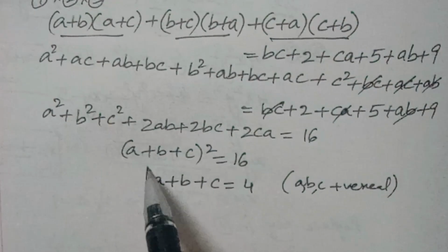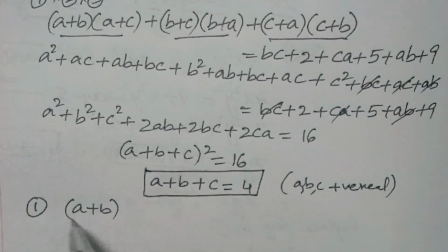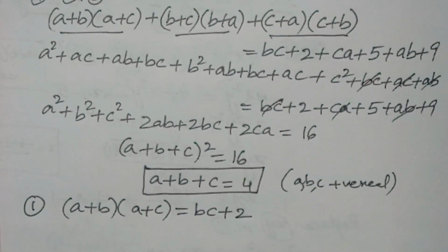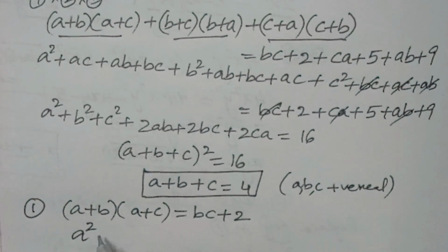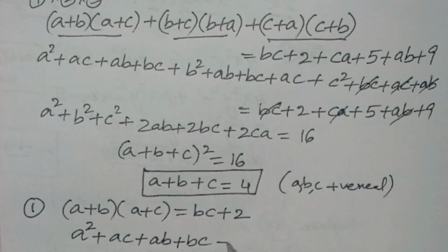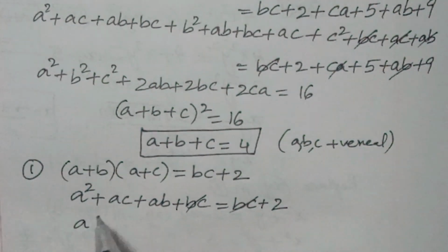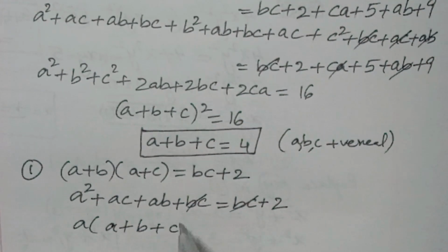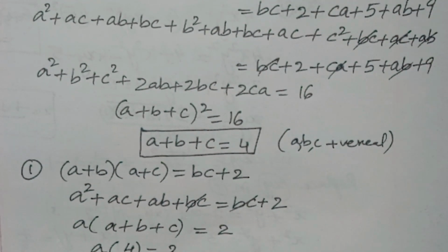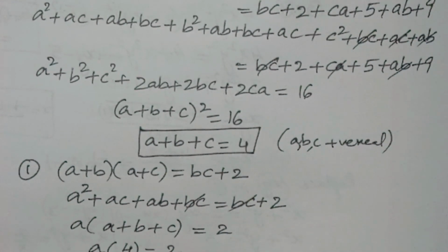Now this is the first step. Now the second step, we are taking the first equation (A plus B) into (A plus C) is equal to BC plus 2. Now if you multiply this, A square plus AC plus AB plus BC is equal to BC plus 2. BC cancels. Now here you can take A common. A into (A plus B plus C) is equal to 2. So here A into 4 is equal to 2, A is equal to 2 by 4. You are getting A value 1 by 2.